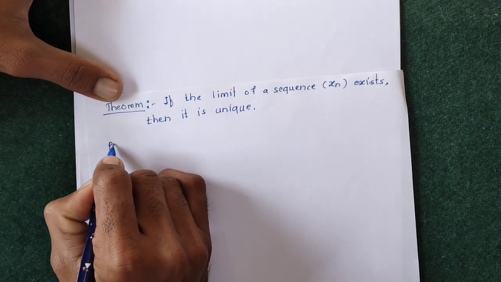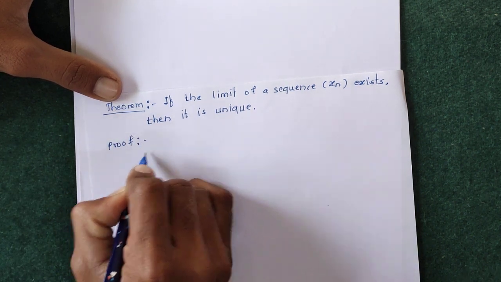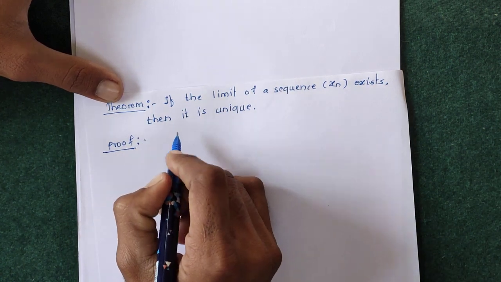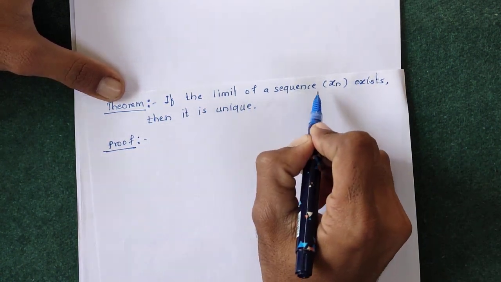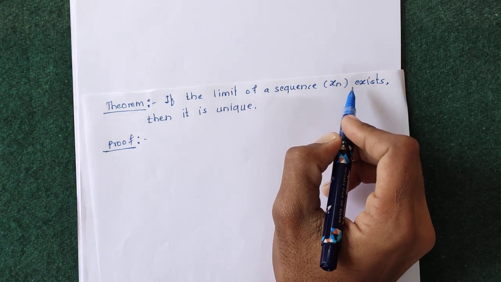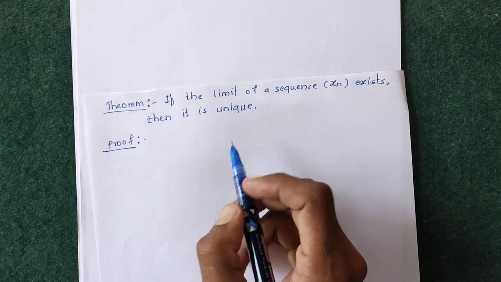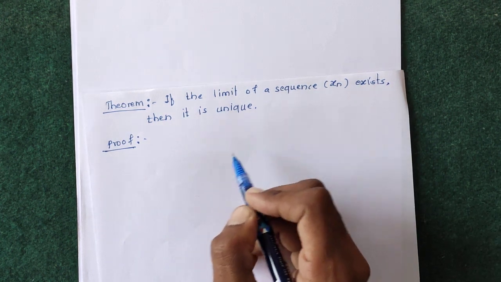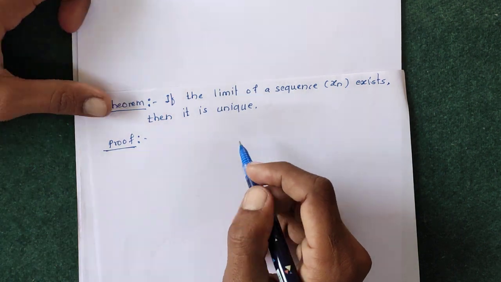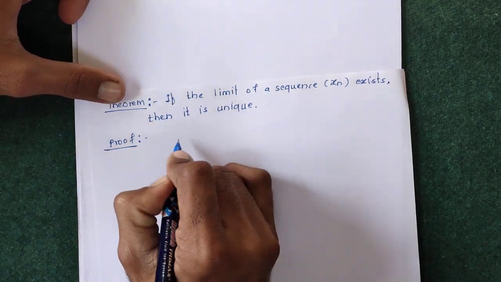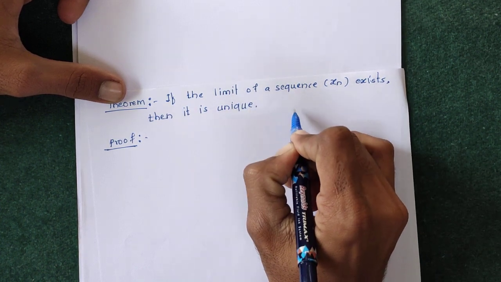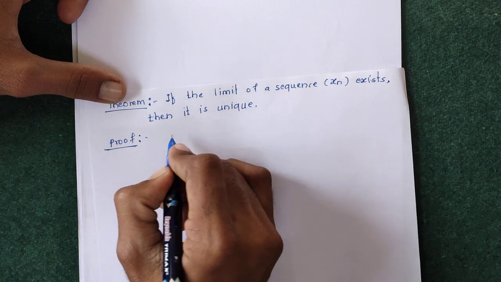Now to prove this theorem, we will prove it by contradiction. Here we are given the sequence xn and that the limit of the sequence xn exists. So we will say that suppose there are two limits, and if those two limits are equal, then we say that this limit of a sequence is unique. Now suppose this sequence has two limits L1 and L2, and we will prove that L1 and L2 are equal.